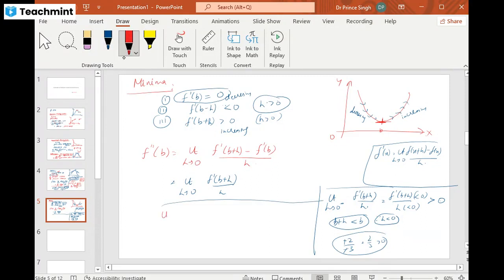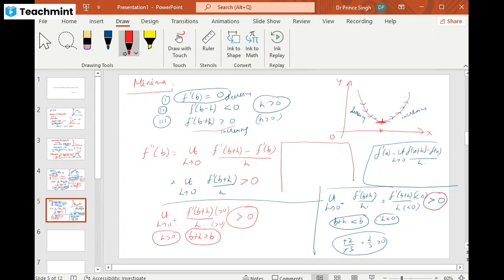Now what about if limit h tends to 0 from positive, f dash b plus h upon h? If h is positive, meaning h is greater than 0, then b plus h means greater than b. So we have already discussed that your function is increasing. This is already positive. This is also positive. So the ratio of two positive numbers is also positive. So in both the cases, we conclude that the second order derivative is always positive. So it gives us the condition of a minima.